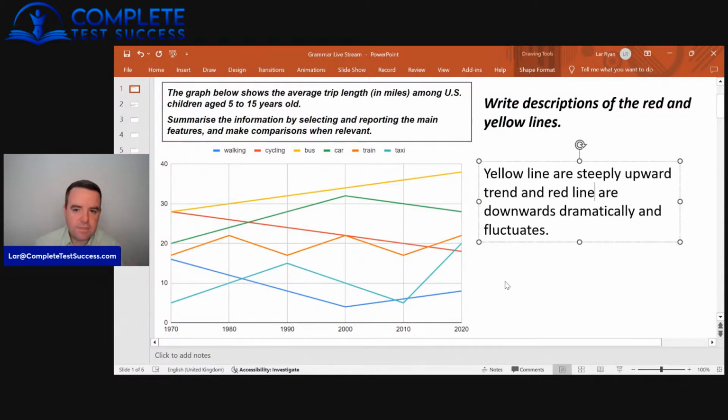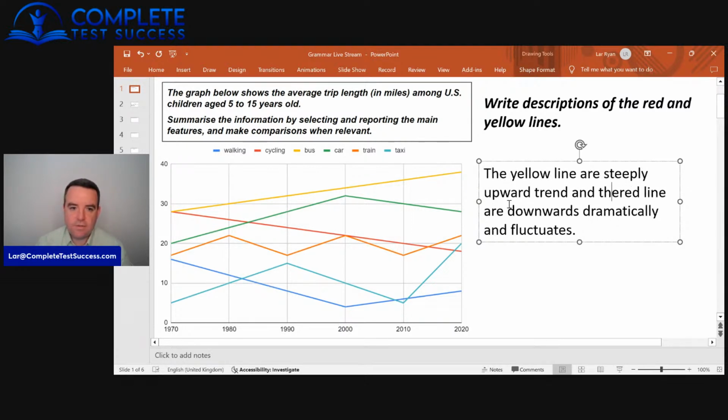Now, the next mistake is with articles. So when we're talking about something specific, then we're going to use the definite article. Now, how many yellow lines are there? Well, there's only one. So we're going to have to say the yellow line and the red line, because there's only one red line. There's a blue, red, yellow, green, orange, and I don't know, is that turquoise? Something like that. Okay. So that's the first thing, plurals and articles. So you're going to have to be careful with that.